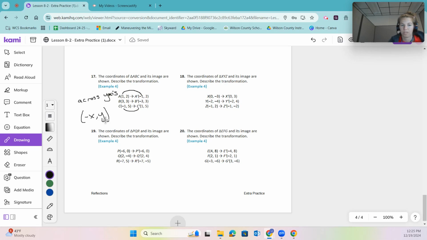So, okay, and let's take a look here. My x value stays the same, my y value changes. So that means it is a reflection across the y-axis. Nope, sorry, the x-axis. Y value changes, so it's a reflection across the x-axis. Two more for you to try there.